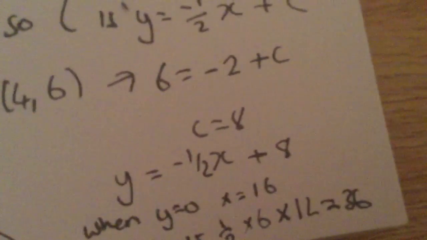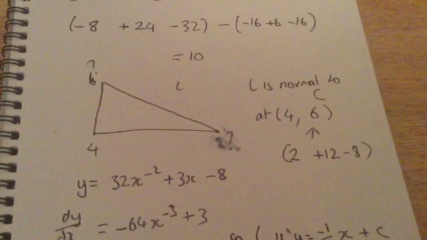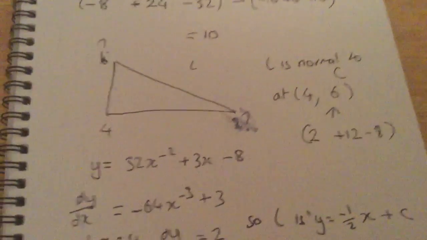The area of this would be a half times height times base. I did it the other way around. Half base times height should normally be. A half times 6 times 12, which is 36. 36 plus the 10 that you got above from the integral gives you a sum total of 46, and that's that.